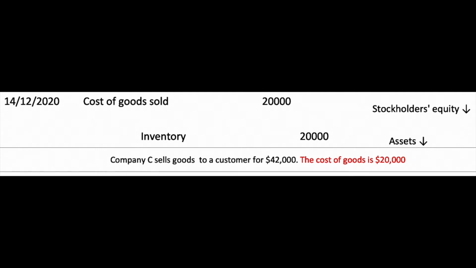Company C sells goods to a customer for $42,000. The cost of goods is $20,000. Reduction in inventory is recorded by debiting cost of goods sold and crediting inventory for $20,000.